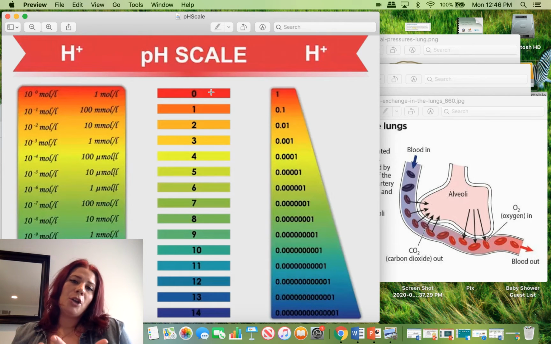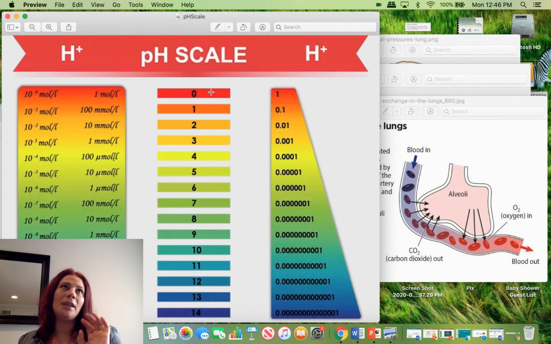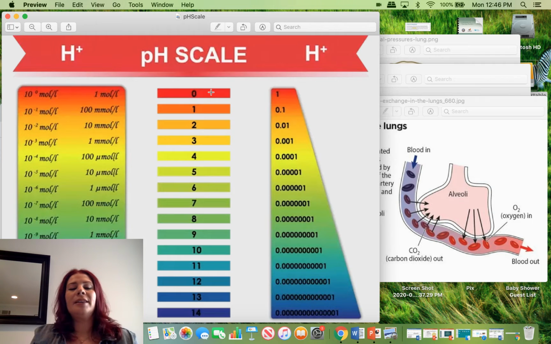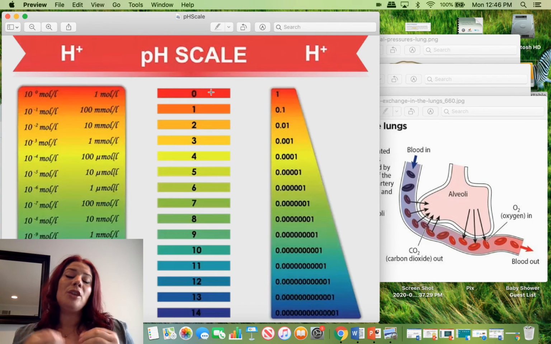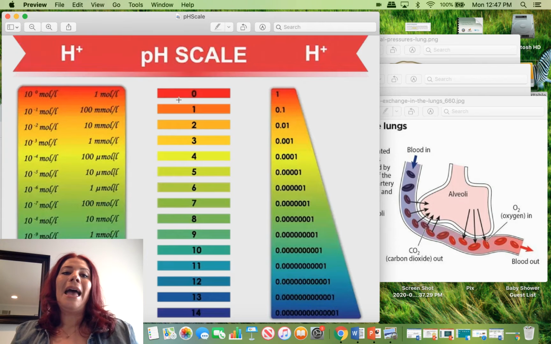Now, you probably just thought, okay, I know these numbers, Miss P, 7's neutral, 6 is a weak acid, 8's a weak base. I know this. One thing you might not know is that those numbers are based on a logarithmic scale. You don't need to worry about the math part. But it has to do with how many H plus, or hydrogen ions, are in that substance.